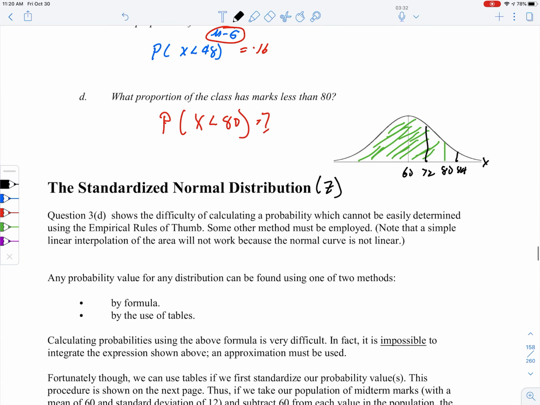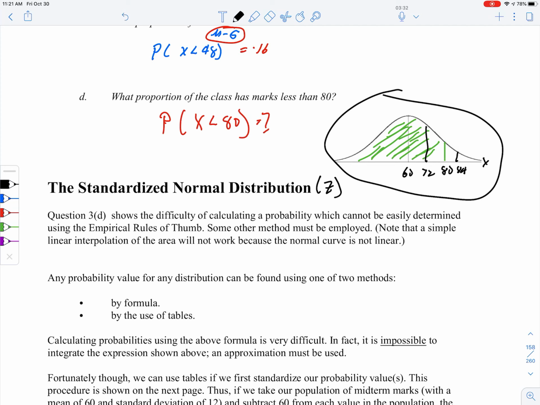And we're going to take a look at this problem that we were just looking at the end of the last lesson, and that is what proportion of the class has marks less than 80? The problem that we had here was that with a mean of 60 and a standard deviation of 12, 80 doesn't fall on one of those dividing lines, the 72 or the 84, which would be 60 plus 12 plus 12.